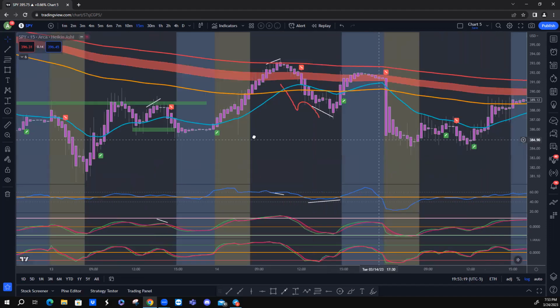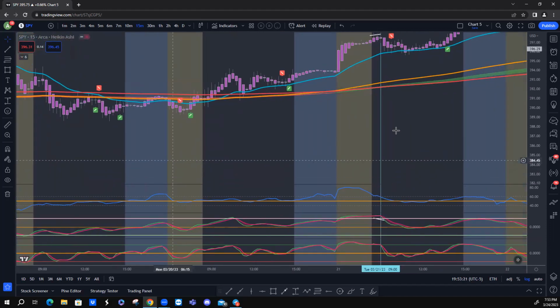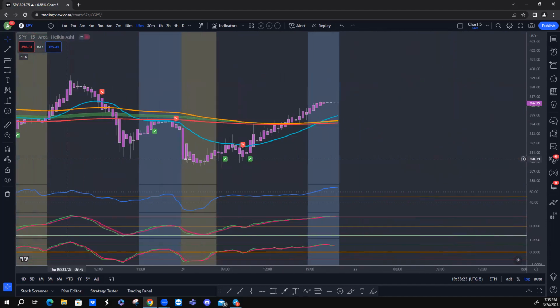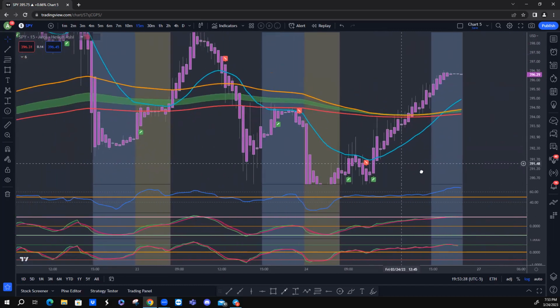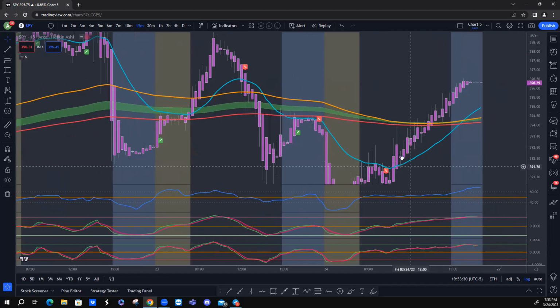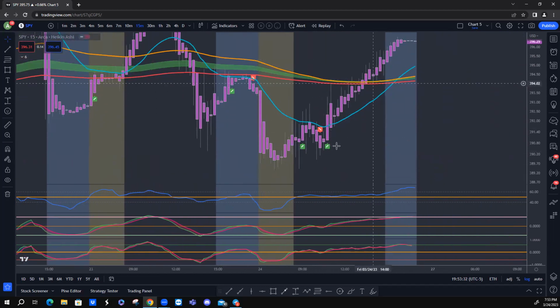So when you're talking about that, let me just explain here. Let me get closer. All right, so for instance, you can even do it here. Right here, let's say you see the bullish signal right here.